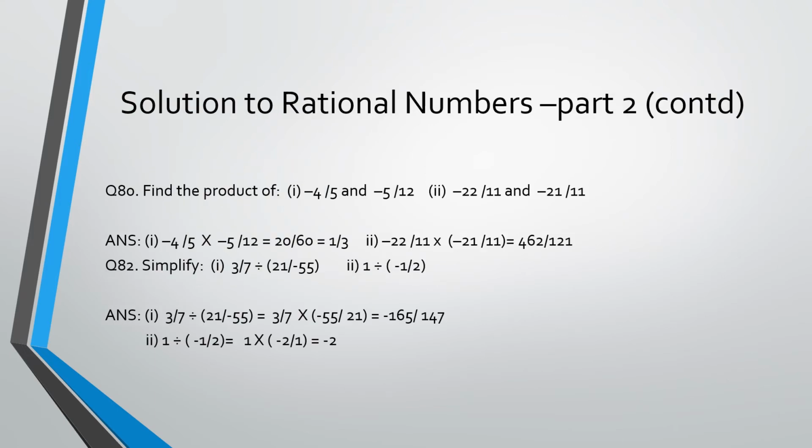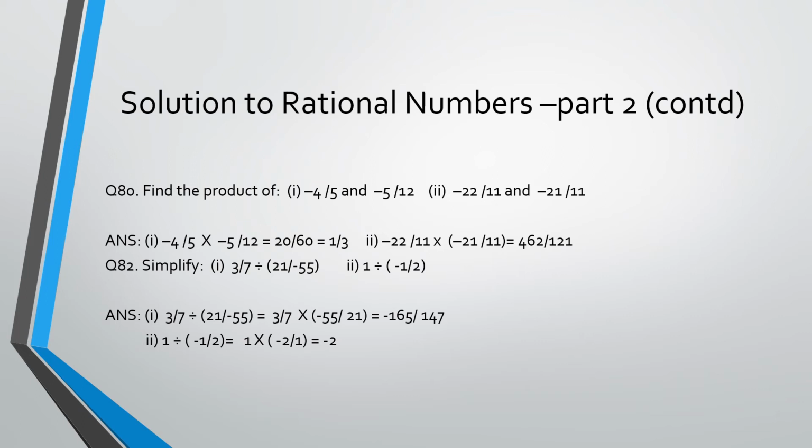Question number 80. Find the product. Minus 4 by 5 into minus 5 by 12. Now when we multiply two negative numbers, the answer is positive. We all know this. And the product is 20 by 60. You could have cancelled also in the beginning and then multiplied. I have first multiplied and then reduced it. So both ways are correct and the final answer is 1 by 3.